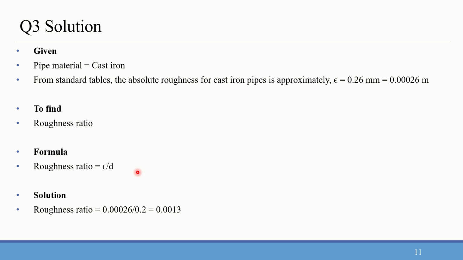And the roughness ratio therefore is 0.00026 divided by 0.2, since 200 mm is the diameter, and we will get 0.0013. The roughness ratio is therefore 0.0013.